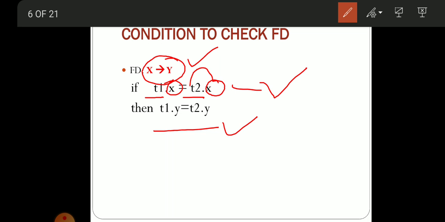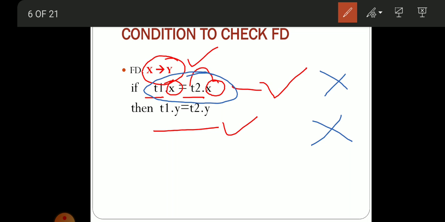Right? And what if the first condition is false? If the first condition is false, then we'll never check the second condition, because there would be no need of checking it. Why? Because if two values of x are different, then what is the need of checking the y values? Whether the y value is the same or different, it is not the case. So we have to check only the first condition.